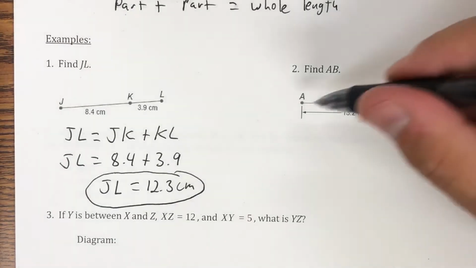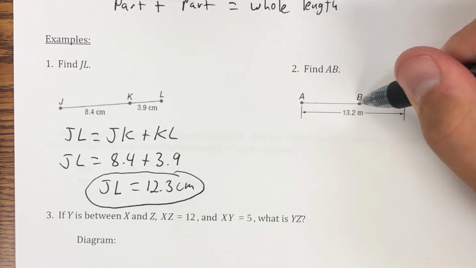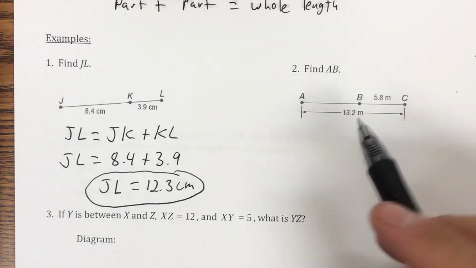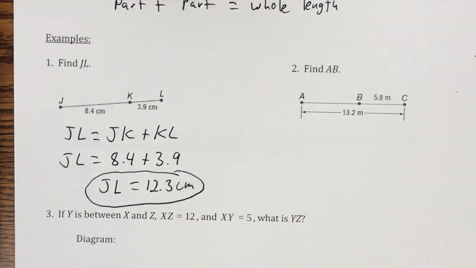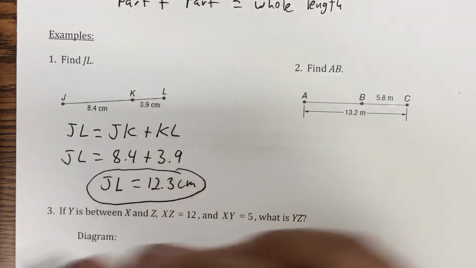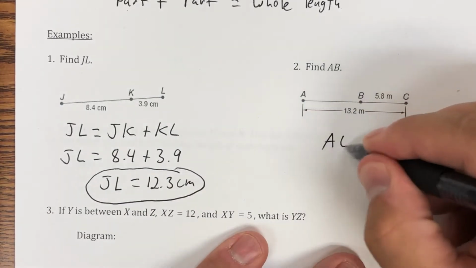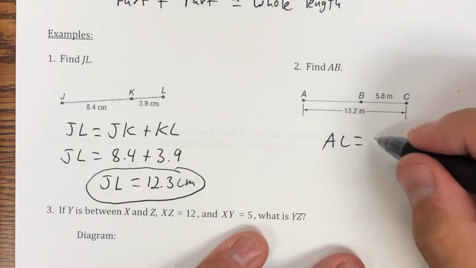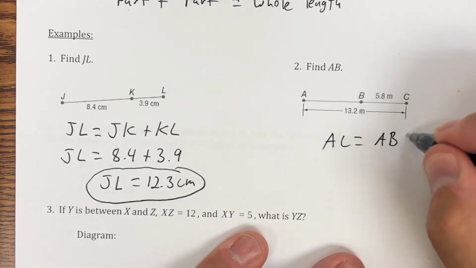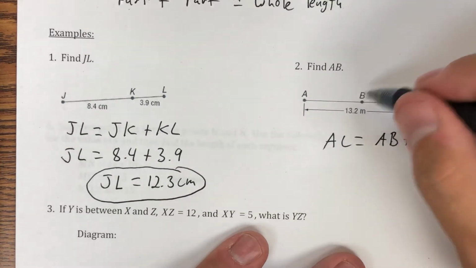If you see the units, include them. The next one, I'm looking for AB. So AB is this piece right here. So that's part of it. So, I mean, obviously, we could look at this and just say 12.2 minus 5.8. I am fine if you do it that way, but I'm going to actually write out the equation so we see where it's coming from. So the entire segment AC is equal to AB plus BC. That's the equation. Whole thing equals the part plus the part.